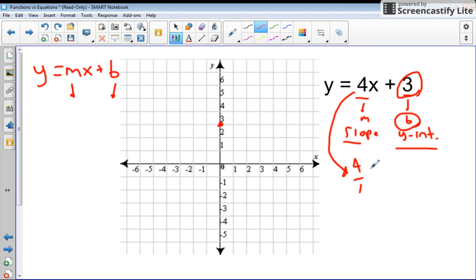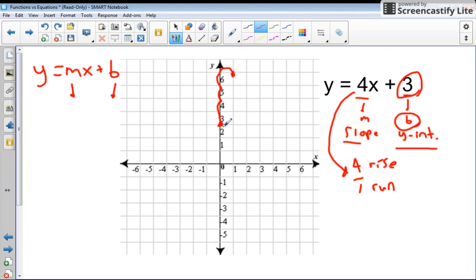And the way we use that, 4 is our rise, 1 is our run. So I'm going to try to go up 4, and I'm going to try to go right 1. And let's count 1, 2, 3, 4. I'll mark it out for you. 2, 3, 4, and I'm going to go right 1. And when I do that, I land on this point.